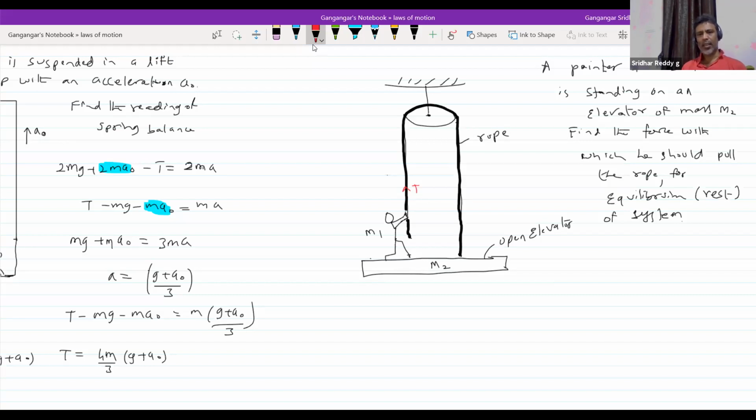Then any other forces? Normal contact between what? Between the elevator and the person. The normal contact here, I'll write it as N. Then similarly, the normal contact should also act on the elevator. The weight of the elevator or the platform, and the weight of the person, m1g.